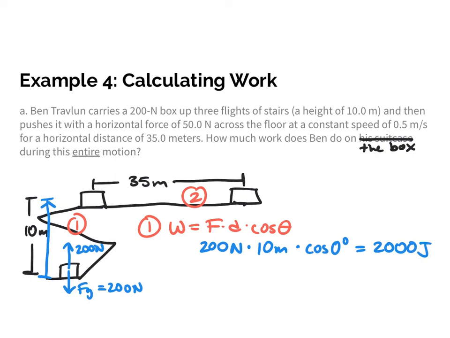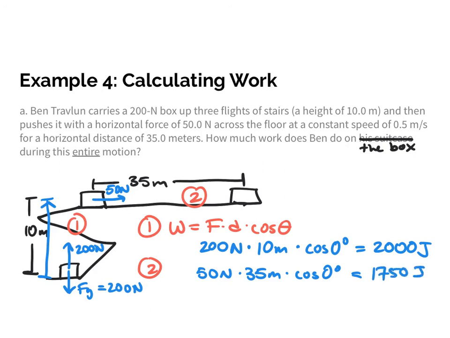For the second part of motion, we're going to do the same thing here, but now we're using a horizontal force. So here it says the horizontal force to push it is 50 newtons, and that force can be applied over a distance of 35 meters. So just like we did before, it's going to be 50 newtons times 35 meters, and then again the angle between them is going to be 0 degrees because they're being acted in the same direction. So that'll give me a total work in that case of 1750 joules.